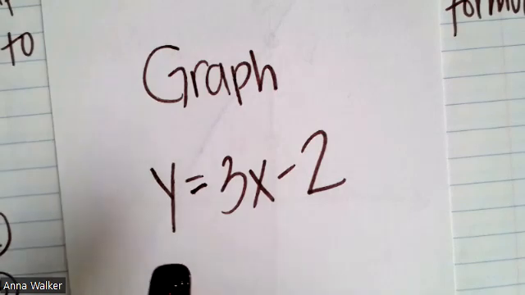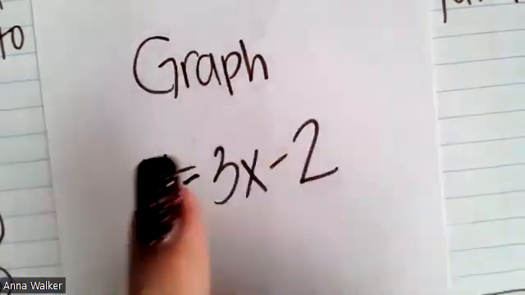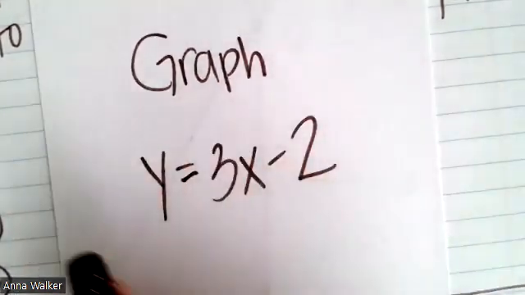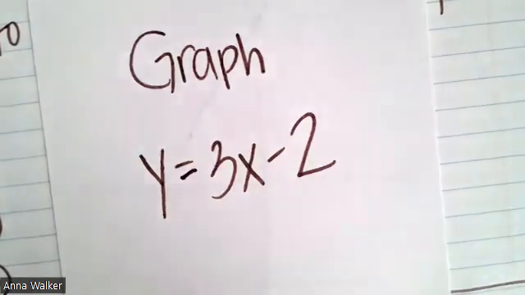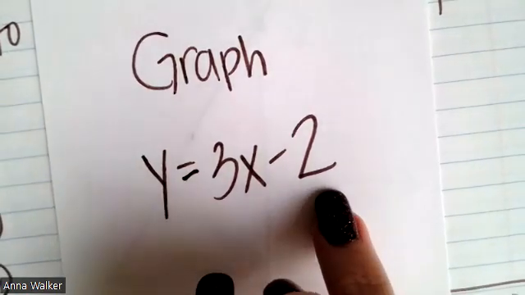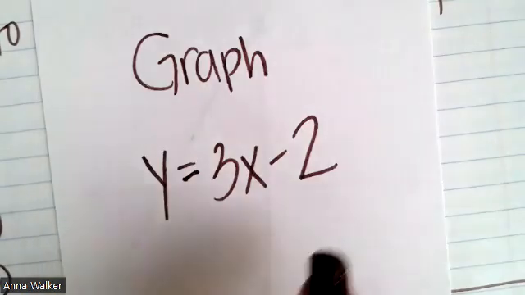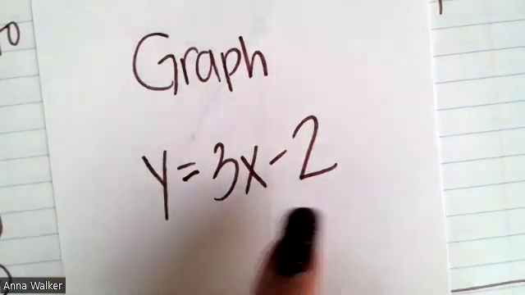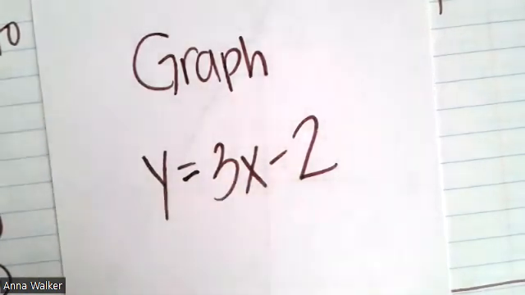Because if you remember from the last video, this is our standard formula for a linear function, for a straight line graph, okay? The 3 and the 2. This is the standard formula. We could plug in different numbers for 3 and 2, right?